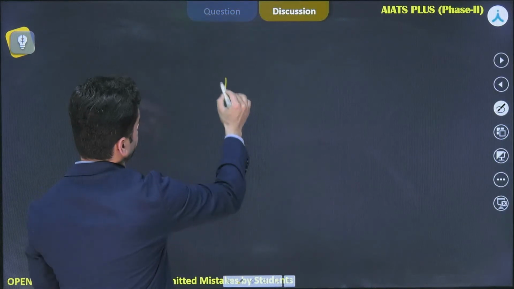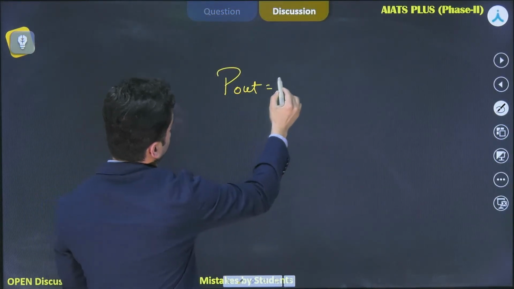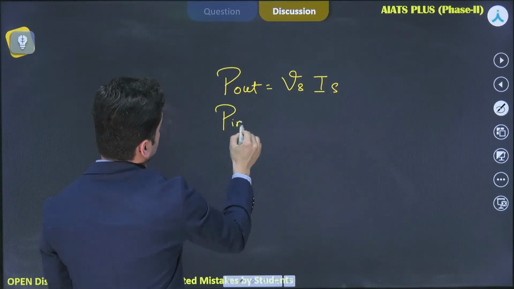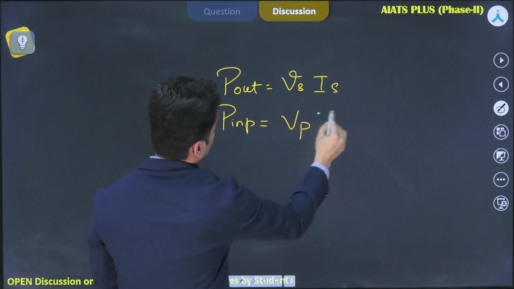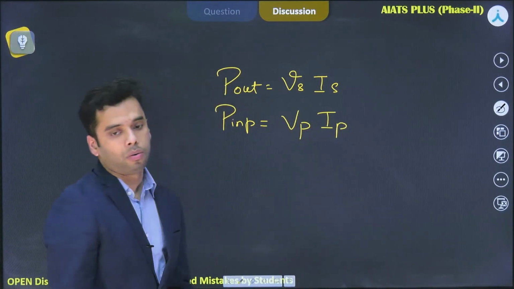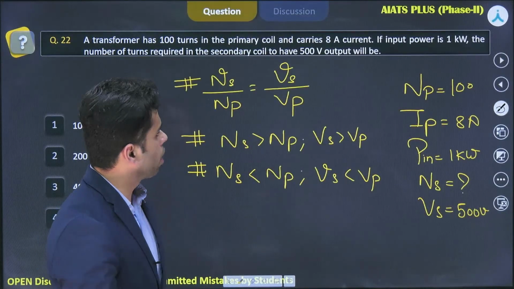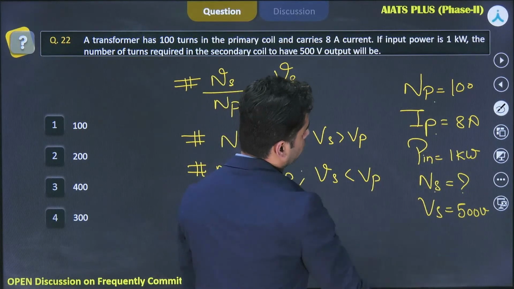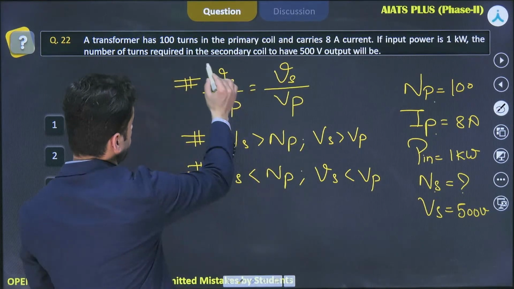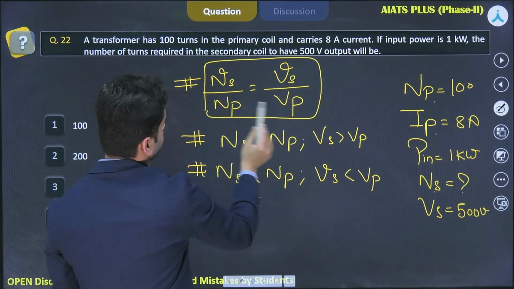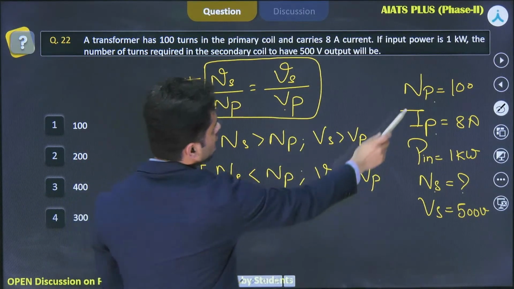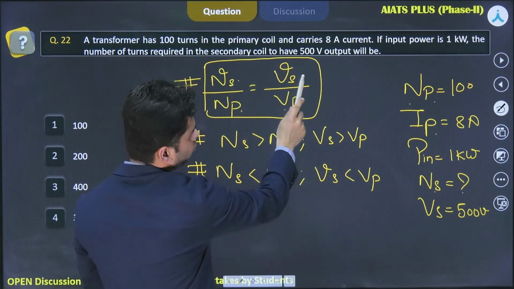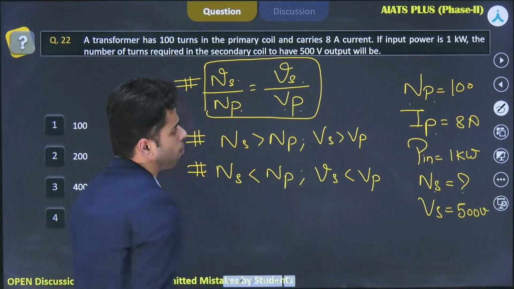What else? Output power will be written as Vs Is, and input power will be written as Vp Ip. Right? So now we need to calculate. We have been given the input power, primary current, and number of turns in primary. We need to calculate number of turns in secondary. So to use this formula, Ns by Np, we first need to calculate Vp. Because we have Np with us, we need to calculate Ns, we have Vs also, but we need to calculate Vp. So how to calculate Vp?